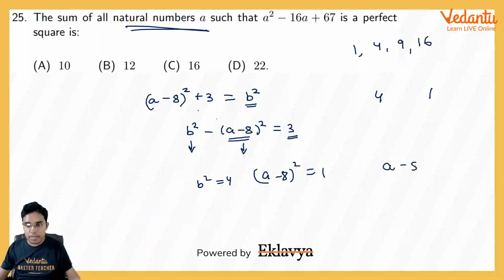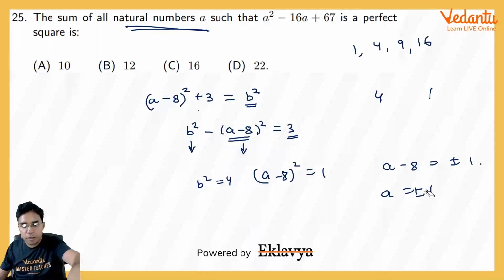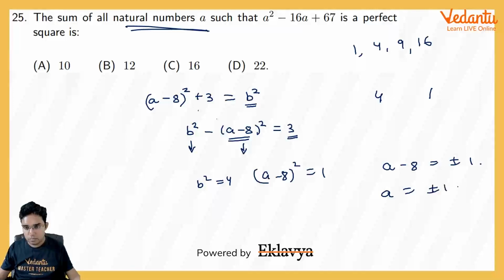So A minus 8 will be equal to plus or minus 1. So one of the values will be A equal to 8 by taking plus 1, and one of the values will be 8 by taking minus 1. And they are asking the sum of all such values. So if you add these two values, the answer will be 16, because the plus 1 and minus 1 will cancel each other. 8 plus 8 will be 16, so the answer will be C here.